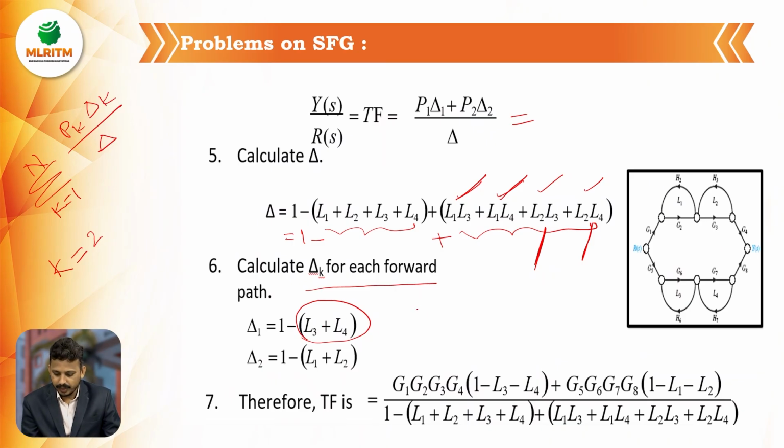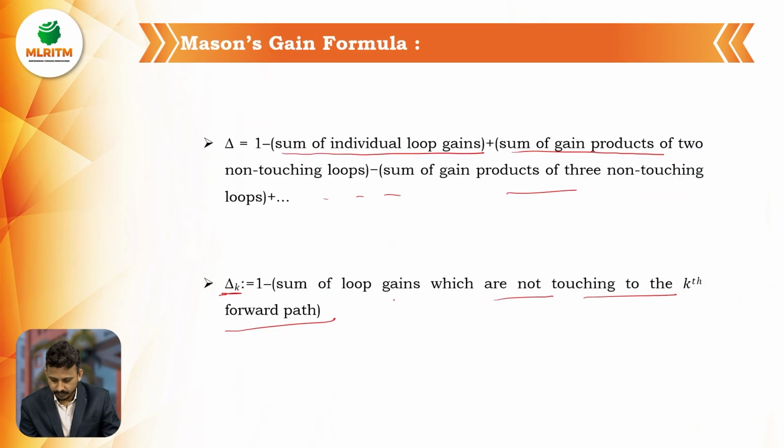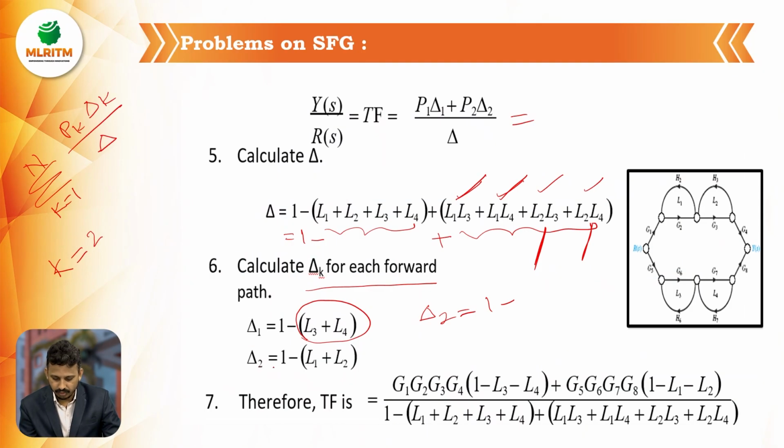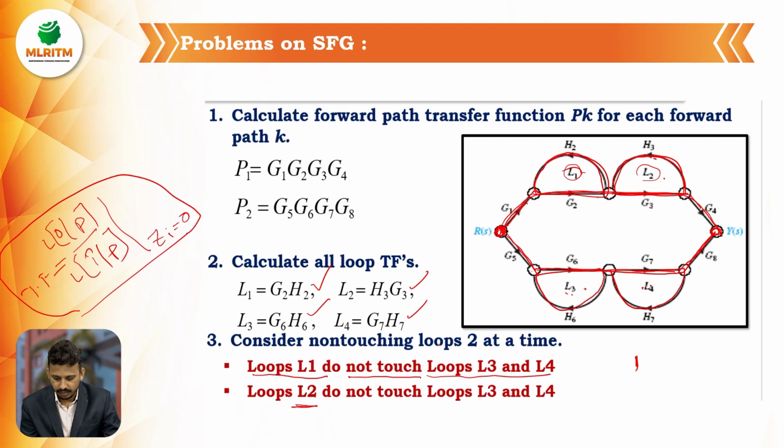Next, I have to calculate delta 2. Delta 2 is the same: 1 minus the sum of loop gains which are not touching that particular forward path, meaning the second forward path. In this case, loops L1 and L2 are not touching forward path 2. So delta 2 is equal to 1 minus (L1 plus L2). Clear? So finally the transfer function is P1, that is P1 equal to what?